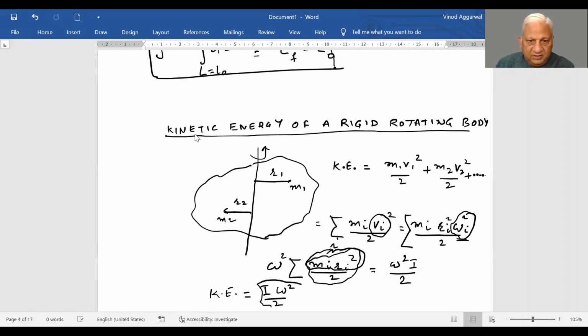Do you see the similarity? If we replace I with m and omega by v, you've seen it earlier. Kinetic energy in linear motion is this, while kinetic energy in rotating motion is this. So the formula is very similar in both cases.